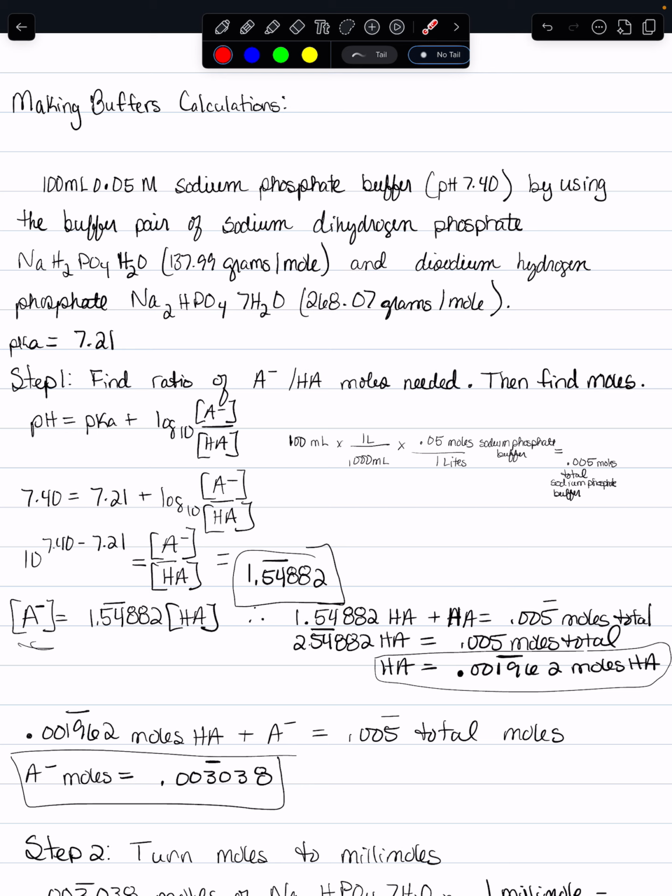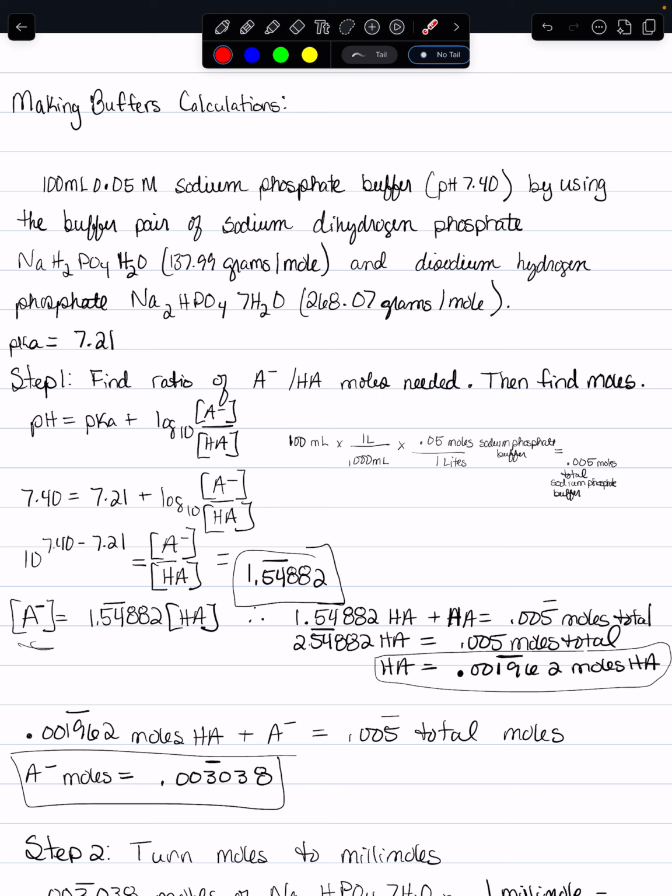Now, if you're on a test, you're going to be given the pKa, but if not, you can just look it up. These are known values. So this is the pKa of our weak acid, which is the sodium dihydrogen phosphate. The very first thing we're going to do, step one, is find the ratio of the conjugate base to the weak acid, and then find the amount of moles needed.